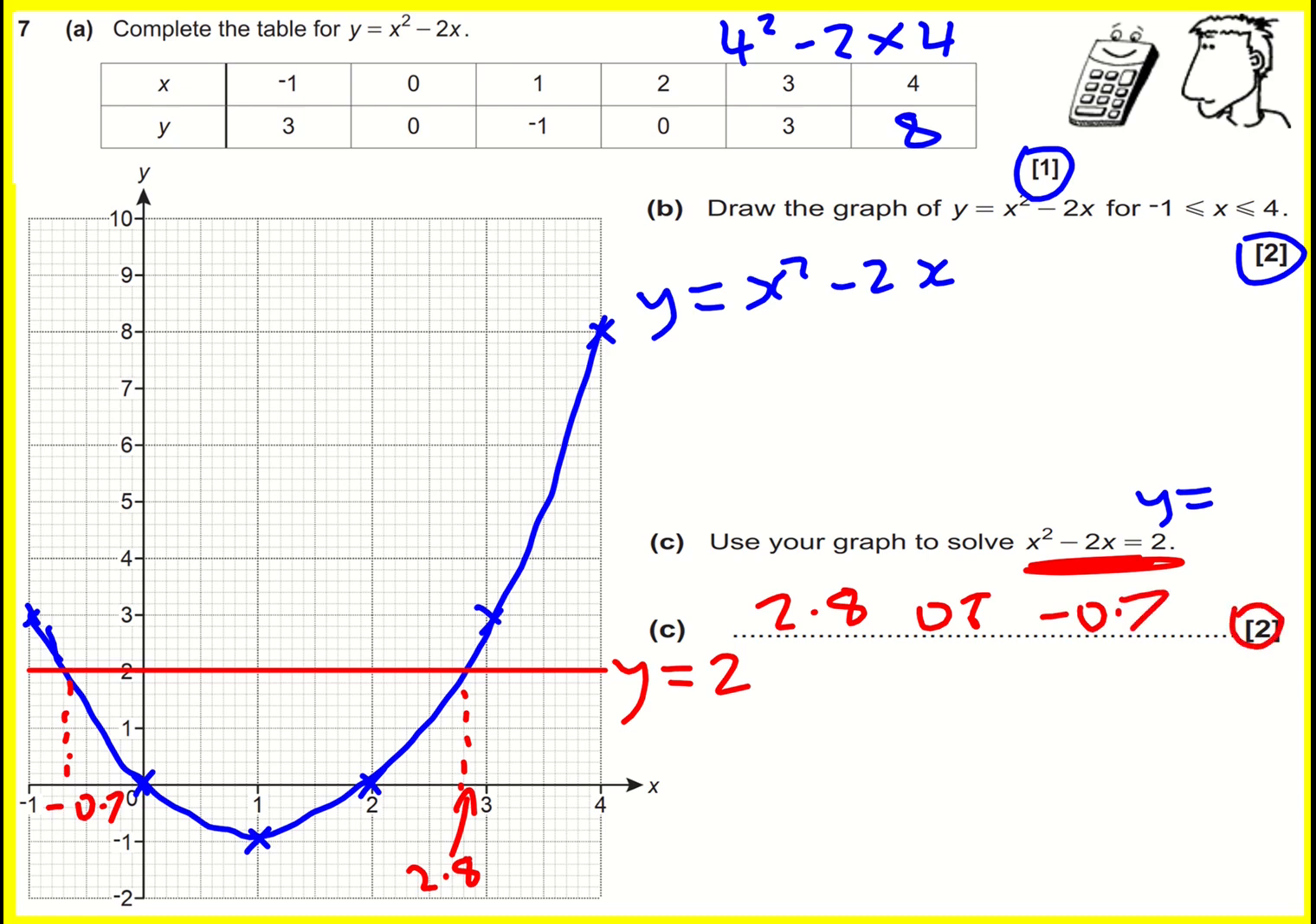This is called solving equations numerically or graphically, actually, in this case. So we need to be able to draw quadratic graphs and other kinds of graphs. We also need to be able to interpret solutions to equations involving these sorts of things.